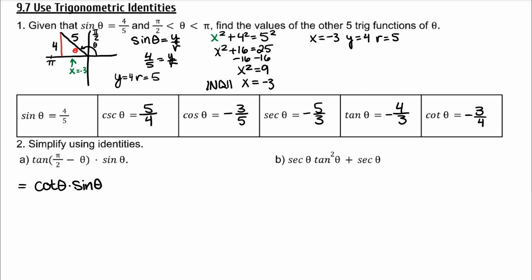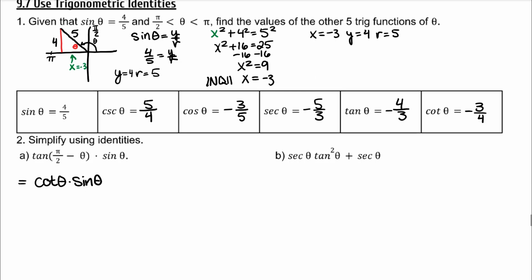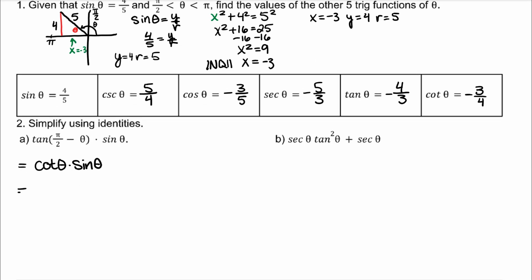This may seem pretty simplified, but I can actually rewrite cotangent in terms of sine and cosine and then either reduce or combine it with this sine theta. Cotangent of theta is cosine theta over sine theta. Sine theta over sine theta reduces to 1, so this original expression simplifies to be just cosine theta.